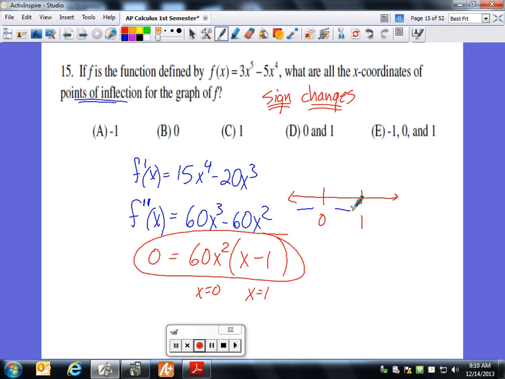And then finally looking at the last interval, let's pick 2. 2 minus 1 is a positive. Remember, it doesn't matter what the number is, we're just looking for positive or negative. And then if I put 2 in here, I'll still get a positive. So that product is a positive. The only sign change occurs at 1, so this would be the only point of inflection. 0 is not, because it doesn't have that sign change going on. So C is your answer.